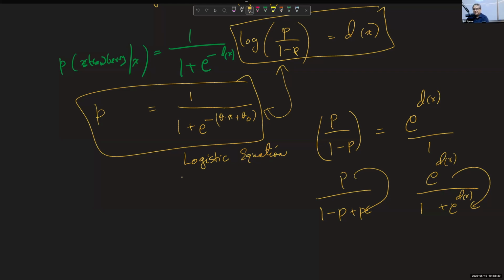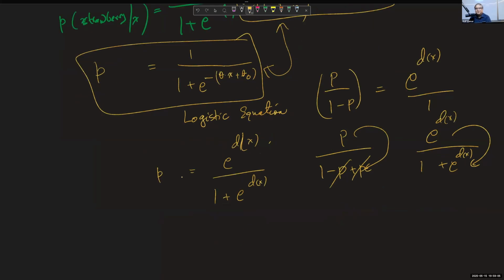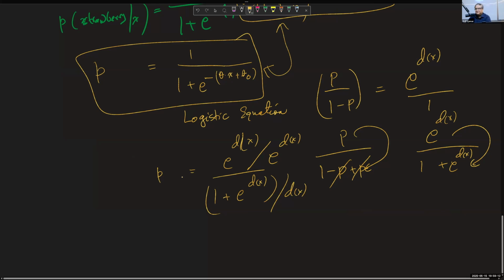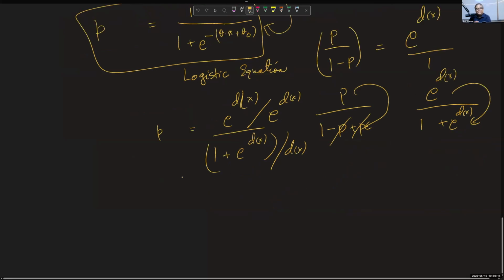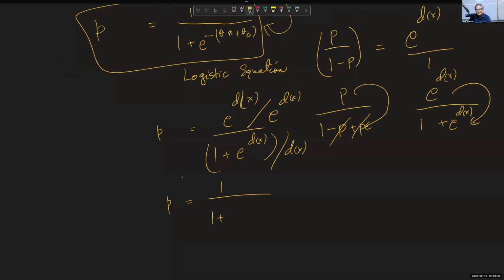Make sense, guys? And so this and this cancel out. What you're left with is probability equals e to the d of x over 1 plus e to the d of x. Now if I divide both numerator and denominator by e to the d of x, you begin to look at something that is very close to the equation. It begins to all make sense. So this now becomes the logistic equation, with e to the minus d of x.